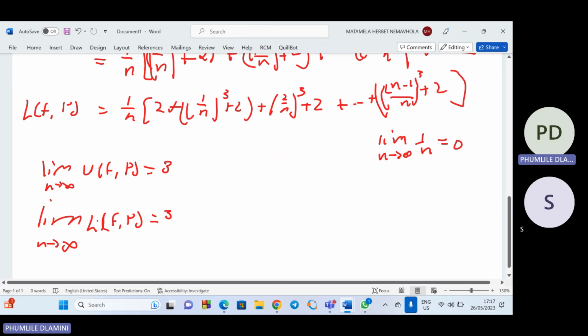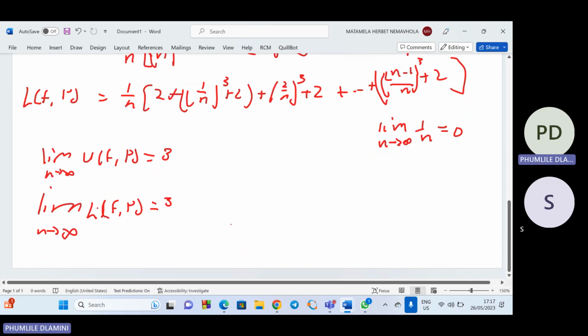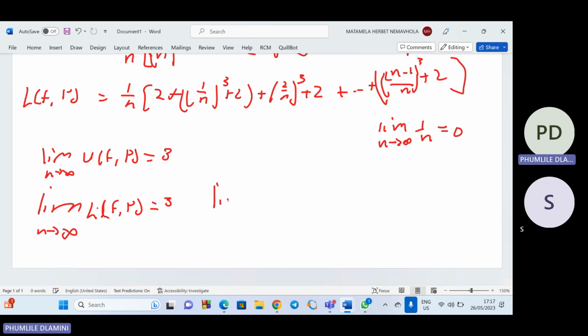So the moment you get 3, based on what we did here, you can now deduce that the limit when n approaches infinity of U of f and P is equal to the limit when n approaches infinity of L of f and P, which is equal to 3.